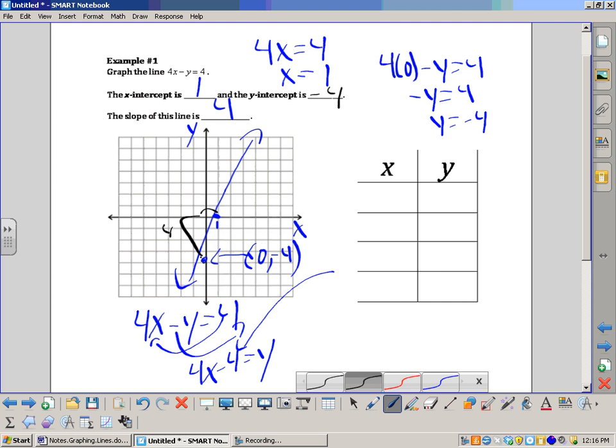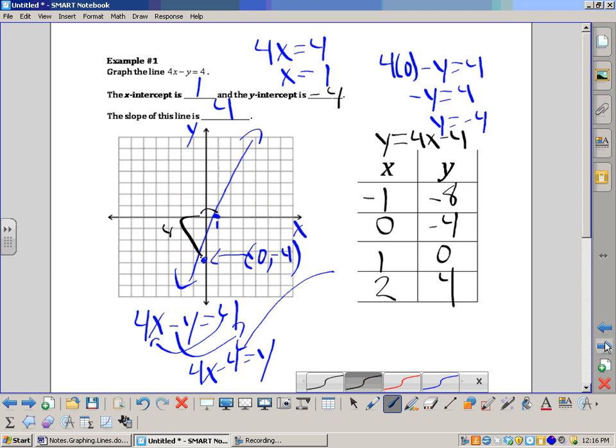Oh, we've got to fill in the table. So let's fill in the table. I'm going to fill in the table based on 4x minus 4. I always start with easy numbers. Let's start with negative 1. So that's negative 8, 0, negative 4, 1, 0, 2, 4. All right, that's example 1, guys.